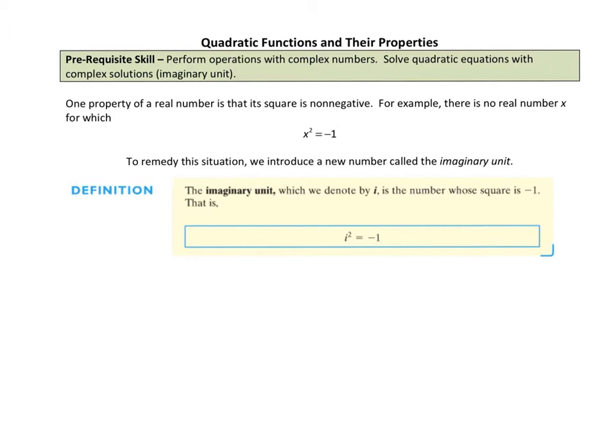In this skill, we're going to do a quick review of complex numbers. There's no number that we can square to get a negative. So there's no number x that we can square to get -1. To be able to solve an equation like this, we introduce the imaginary number, or the imaginary unit, which is called i. And that is the number whose square is -1. So if i squared is -1, we can conclude that i is the square root of -1.